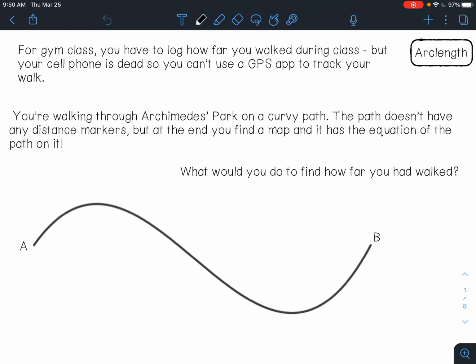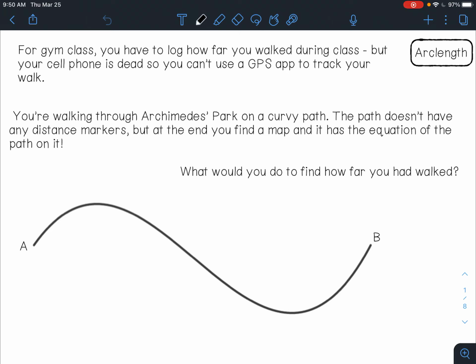But your cell phone is dead, so you can't use your GPS app to track your walk. So you're walking through Archimedes Park on a curvy path, and this path doesn't have any distance markers on it, but at the end of the path you found a map, and it has the equation of the path on it. What luck! So if you knew the equation of the path, or maybe you had a graph, what would you do to find how far you would walk?